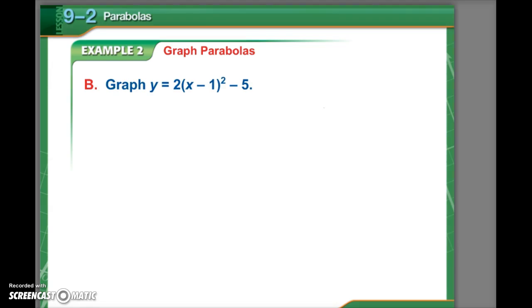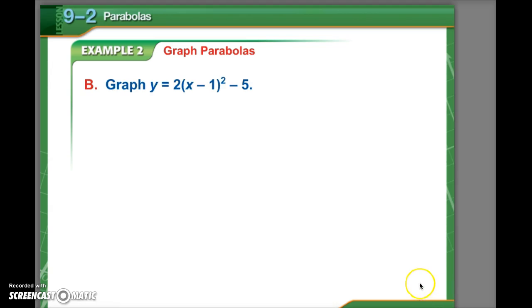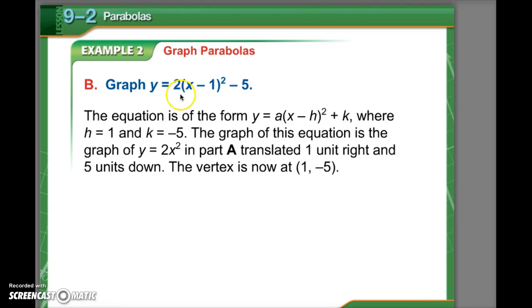In part B of example 2, we're going to be graphing y equals 2 times the quantity x minus 1 squared minus 5. So notice that this equation is already in vertex form, so we should be able to see right away that our vertex is 1, -5.